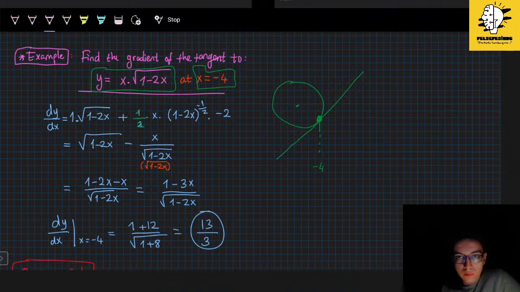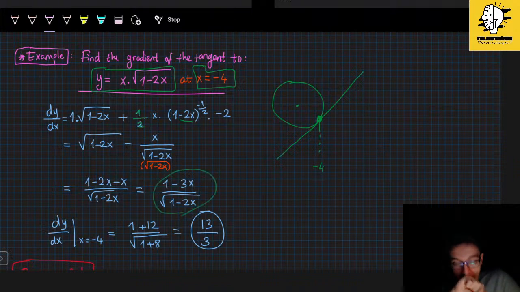We reduce the power by 1, as you can see, it is minus 1 over 2, and times the derivative of the inside function, which is minus 2. When we simplify it, we are doing this simplification here. I don't want to tell you how to do it. Let's not waste our time. And as you can see, we are left with this equation.